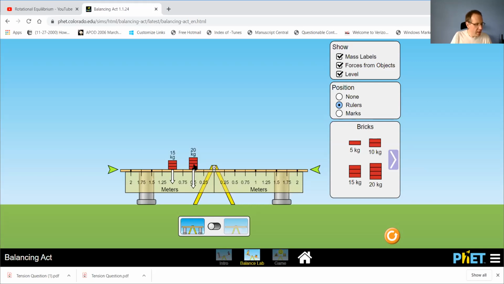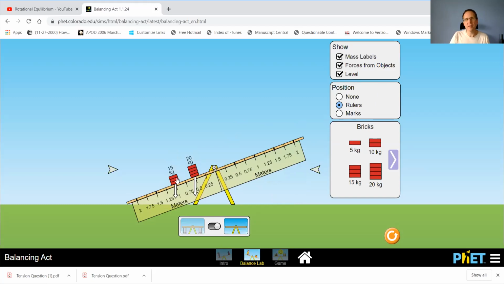Use the second condition for equilibrium, rotational equilibrium, to calculate where a 20 kilogram brick should be placed on the right-hand side so that when you click this over, everything balances. Right now, obviously, there's much more weight on the left-hand side, so there's a much greater counterclockwise torque than clockwise torque.